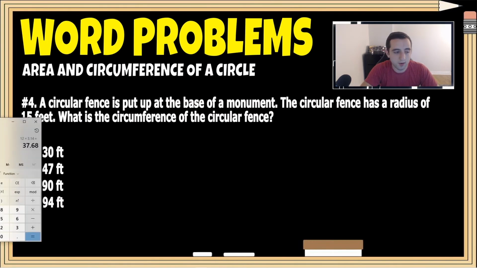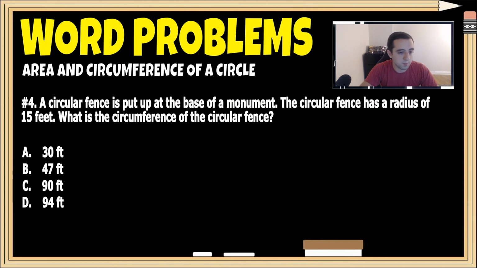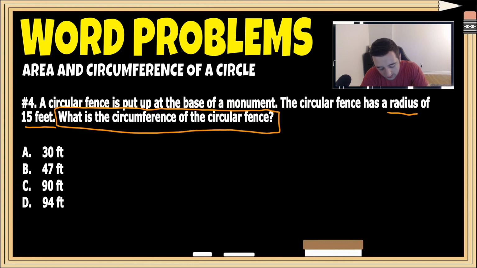So again, let me get the calculator out of the way, clear it for the next problem. And number 4 says a circular fence is put up at the base of a monument. The circular fence has a radius of 15 feet. What is the circumference of the circular fence? So a couple things that are important in this one. The radius, or half the length of the circle, is 15 feet. And also what the question is asking us to solve for is important as well. And this time around, we're looking for the circumference.